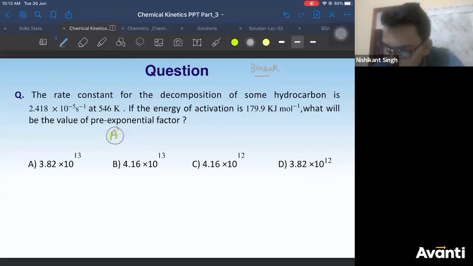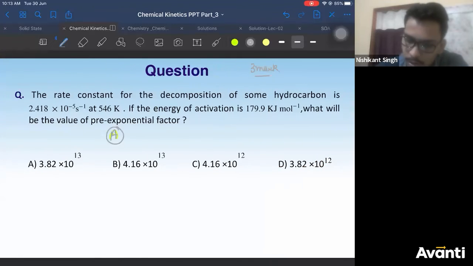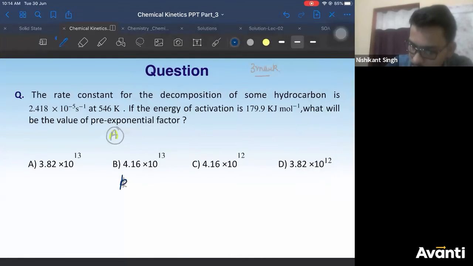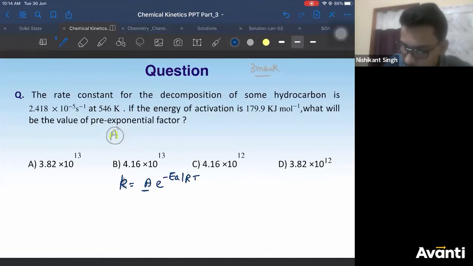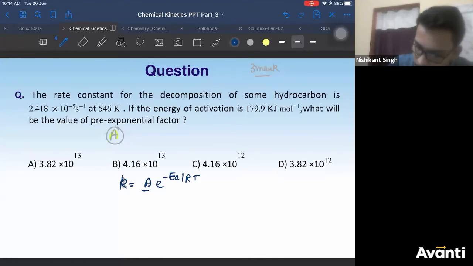Now, you can see here, the correct answer is D. Actually, many of you have got it right. There's nothing to worry much about. You have all the things given to you. So you have K is equal to A e to the power minus EA by RT. You have to find A. So you can take log and simplify this. You can use the log equation.